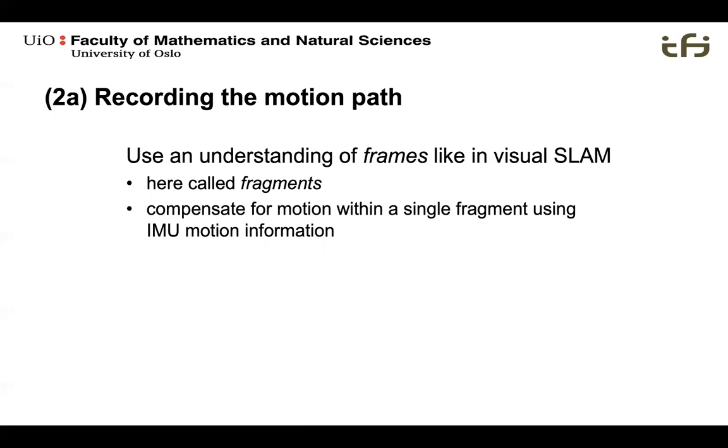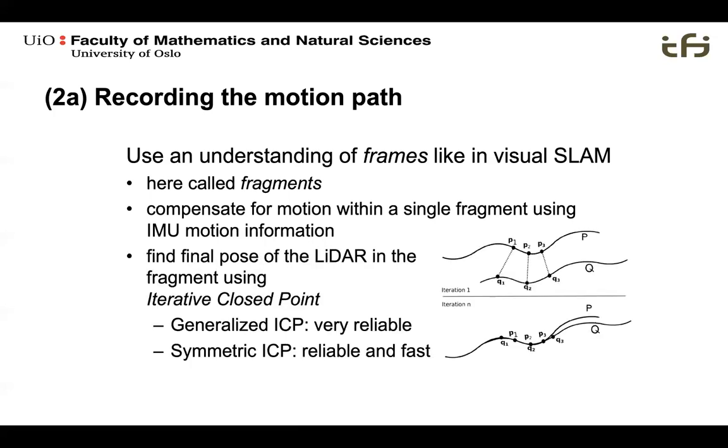We try to compensate for the motion in this little fragment by using the IMU's motion information and correcting for the movement of the individual 3D points. And with that, we have a point cloud for a particular fragment. We find the final pose of the LIDAR in the fragment, using iterative closest point relative to the previous position.